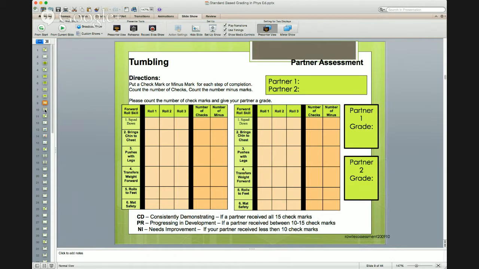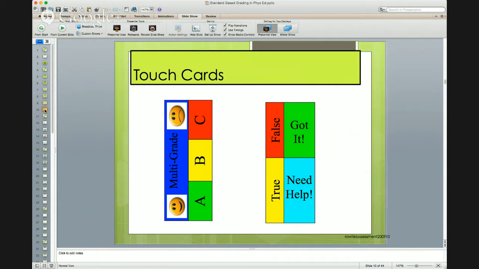The last one I have up here is kind of a fun one, and it's a very simplified one. It's a pinch card, and a pinch card can be used throughout a lesson, or a touch card. With your touch card, kids can hold it, throw it in their pocket, and it's a very easy way that they could assess themselves or show if they need help.